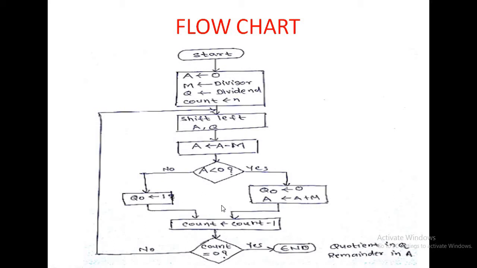Then after the first step, the count value is decreased by 1. Count = count - 1. Then check whether the count value is 0. If yes, the process is stopped. If the count value is not 0, again shift left A and Q. Then perform A = A - M. Then check whether the sign bit of A is 1 or 0. If 1, then perform this step. If 0, then perform this step. Again check whether the count value is 0 or not. So in this way, the restoring division method is solved.